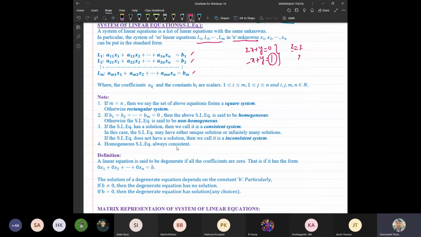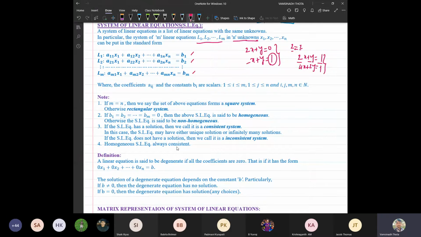For example, look at this one: 2x plus y is equal to 1, and then 4x plus 2y is equal to 1. In this case, do we have a solution? We don't have a solution here. Why? Because the coefficient matrix is a singular matrix. Not only that, 2 by 4 is equal to 1 by 2, which is not equal to 1 by 1. This technique you might have known, so I'm not spending much time here.